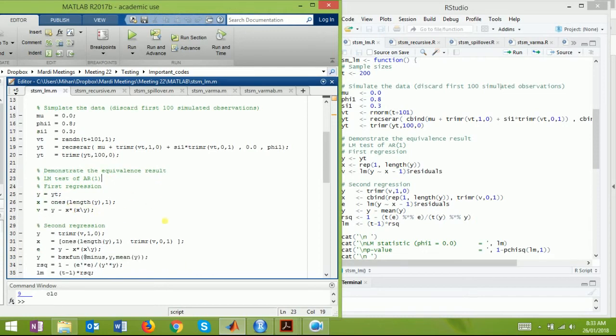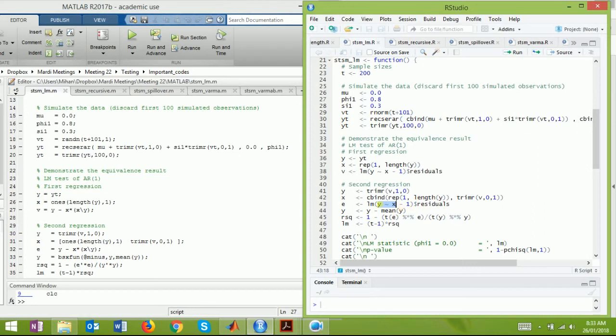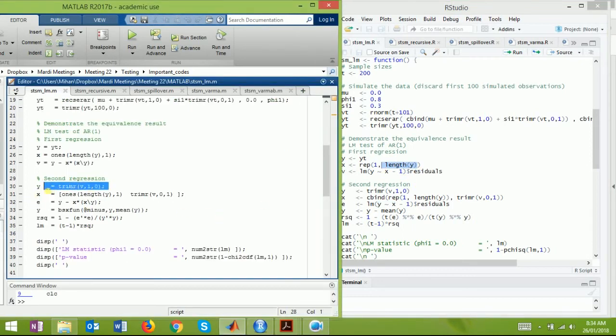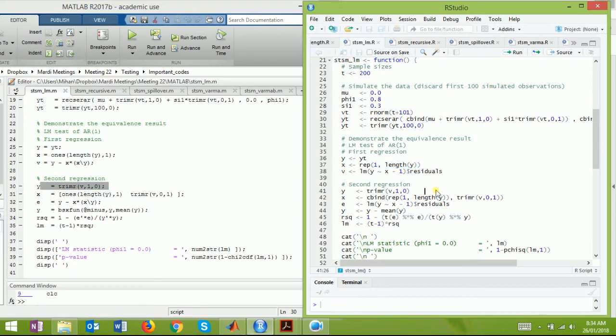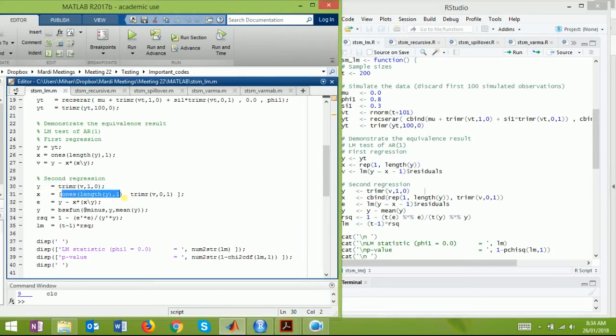So first, regression of x on y, or y on x, basically y on x. So replicate 1 by length of y and trim r v0, replicate 1 for length of y. Fine. Then the second regression is taking residual. And obviously the size of the exogenous variable now will increase: residual v10 and replicate 1 length of y. We do column bind of these to trim our v01, starting with the first row, cutting off the first row at the end, cutting off the last row.